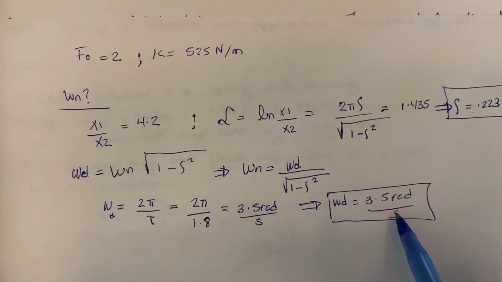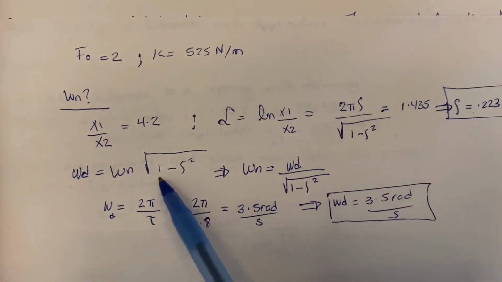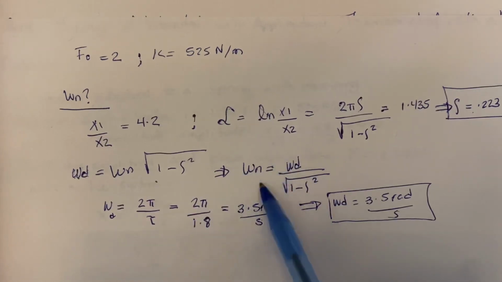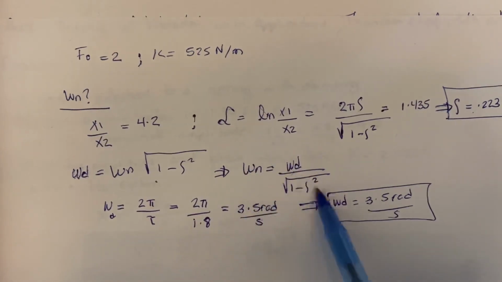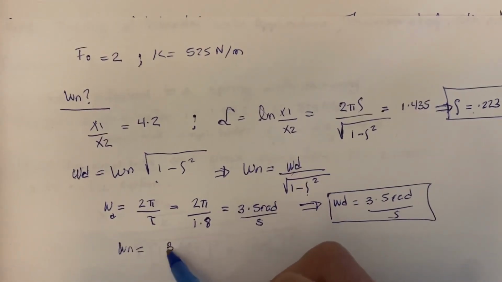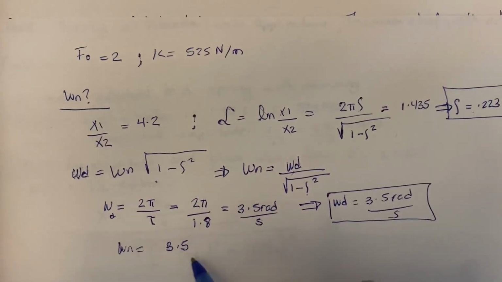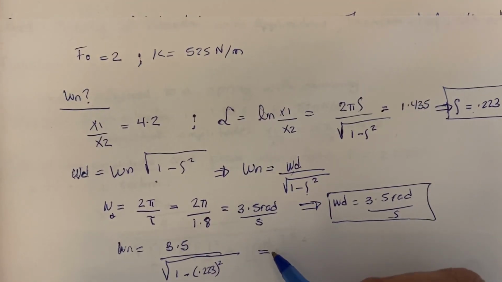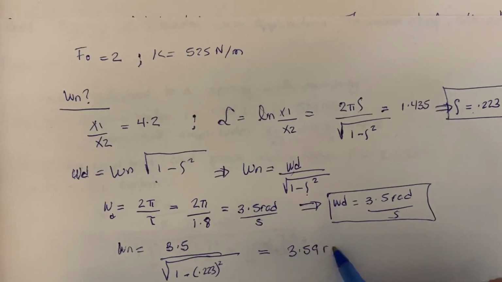Now, substituting this value into the equation that relates the natural frequency with the damping ratio and the damped frequency, we can find the natural frequency. Therefore, the natural frequency is going to be equal to 3.5 over the square root of 1 minus 0.223 squared, which is the damping ratio we previously found, which is equal to 3.59 radians per second.